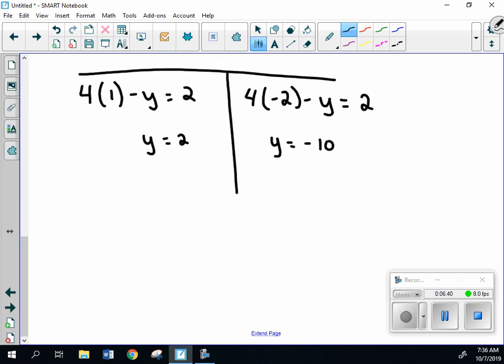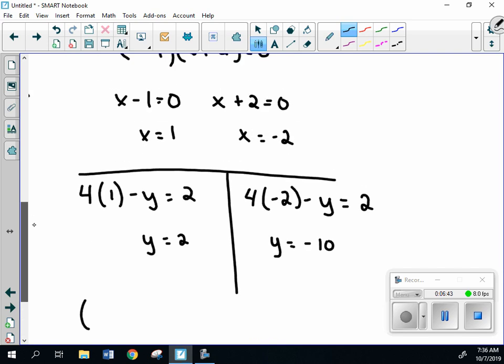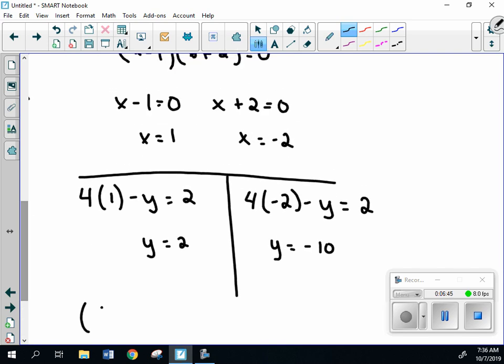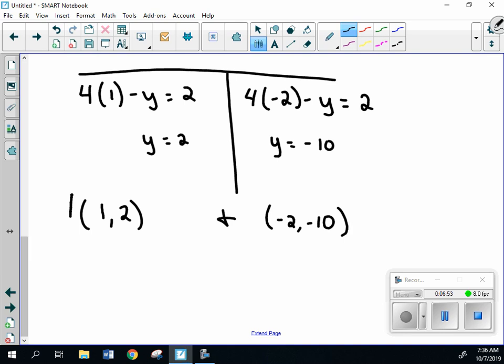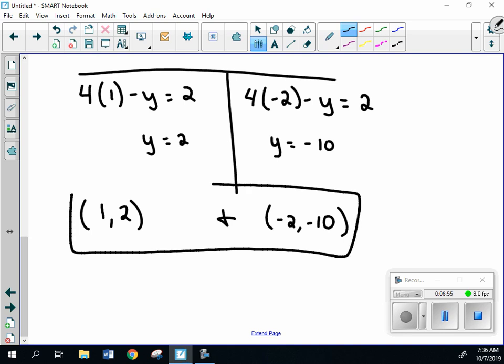So our final answer then is a coordinate because we have an x and a y. So it's (1, 2) and (negative 2, negative 10). We could have solved this by graphing, like I said before, or you could solve this by substitution, using some algebra if you don't have a computer, where you're just substituting stuff in.